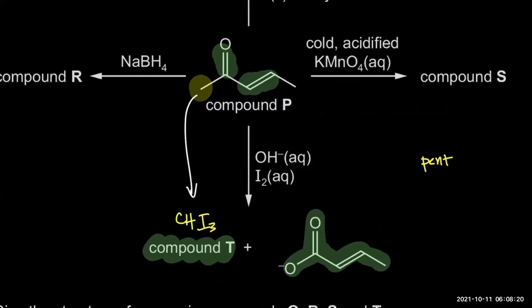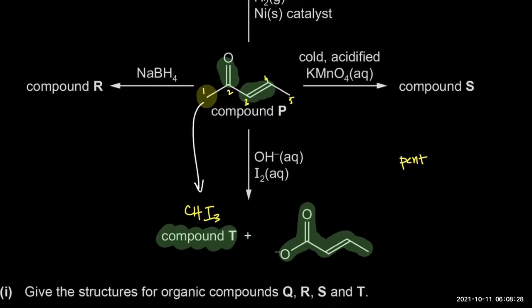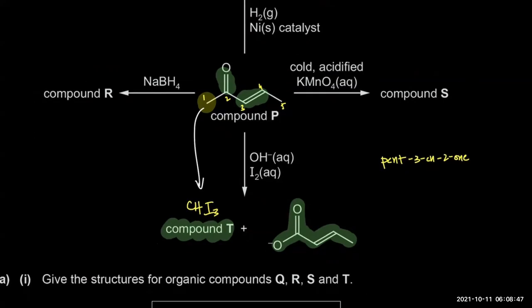So we can say that the ketone gets priority. So that means this is carbon number 1, 2, 3, 4, 5. So then the double bond is on what carbon number? The double bond is on carbon number 3. So we can say it's pent-3-en-2-one. Okay, so that's the name.